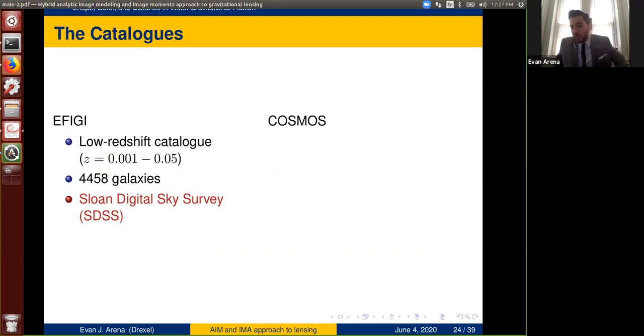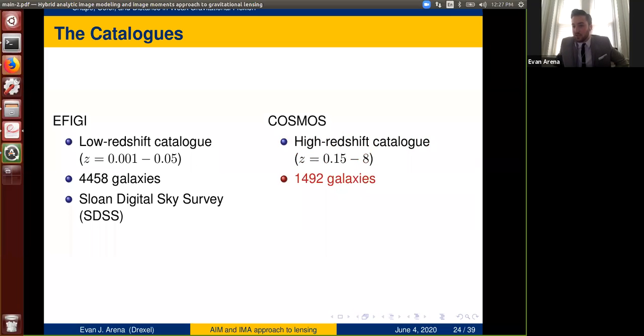The high redshift catalog is Cosmos, which has galaxies varying in redshift from 0.15 all the way up to 8. There are 1,492 galaxies. These images are taken from Hubble Space Telescope, and this catalog is actually from the CANDLES program that's looking in the cosmos field.